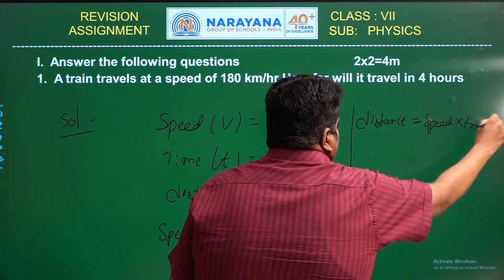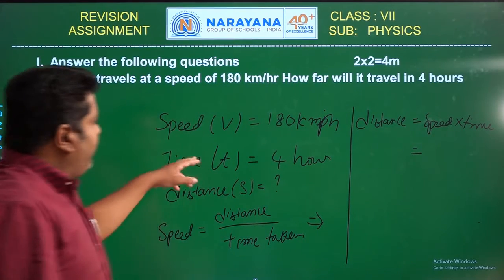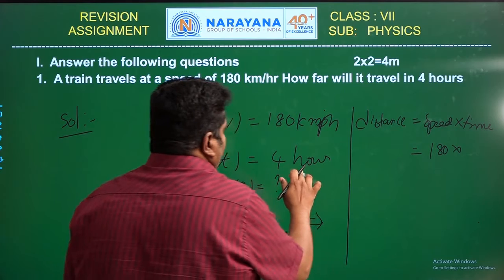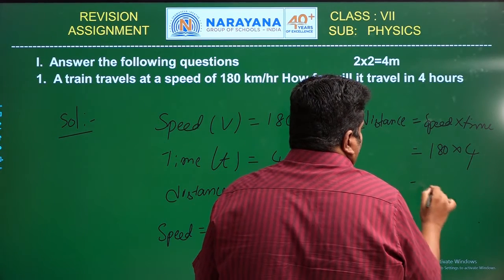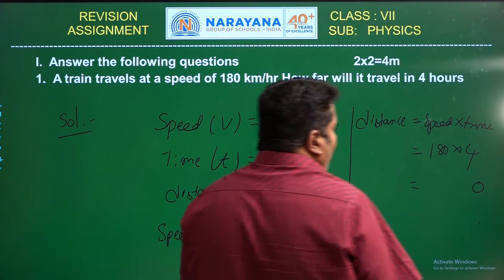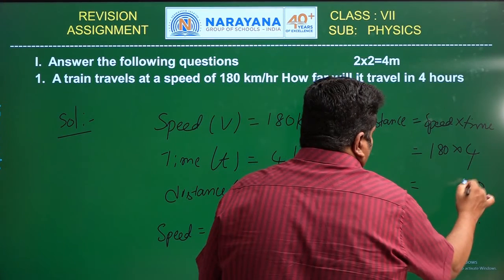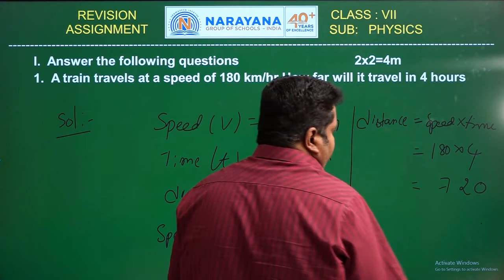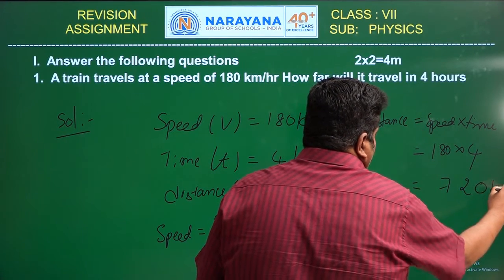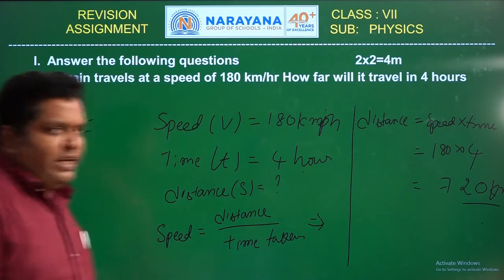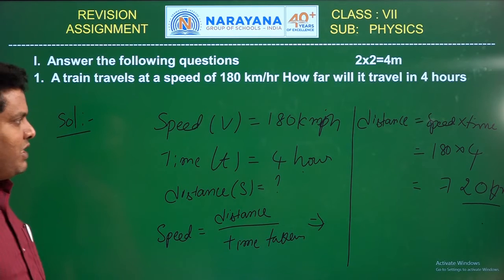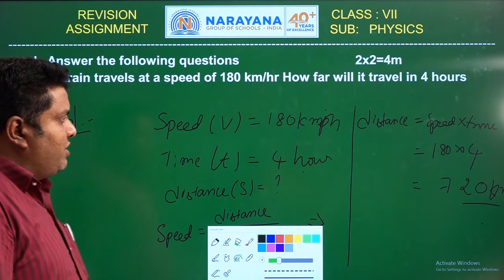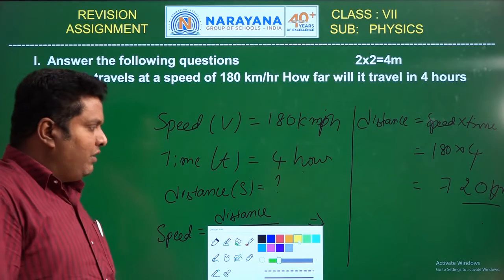Then substitute the values of speed and time. Speed is given as 180 km per hour and the time is given as 4 hours. 180 into 4, that is equal to 4 into 0, 0, and 4 8s are 32, and 4 1s are 4, 4 plus 3, 7, 720. Distance is measured in kilometers, and the distance travelled by the car is 720 kilometers. That is the first question.